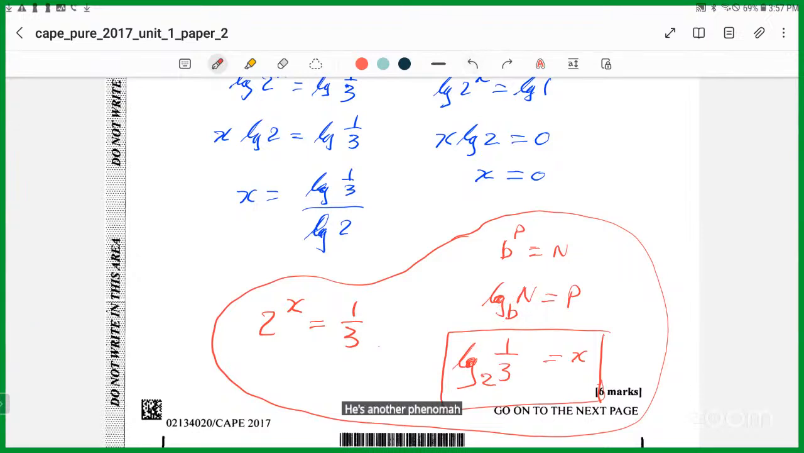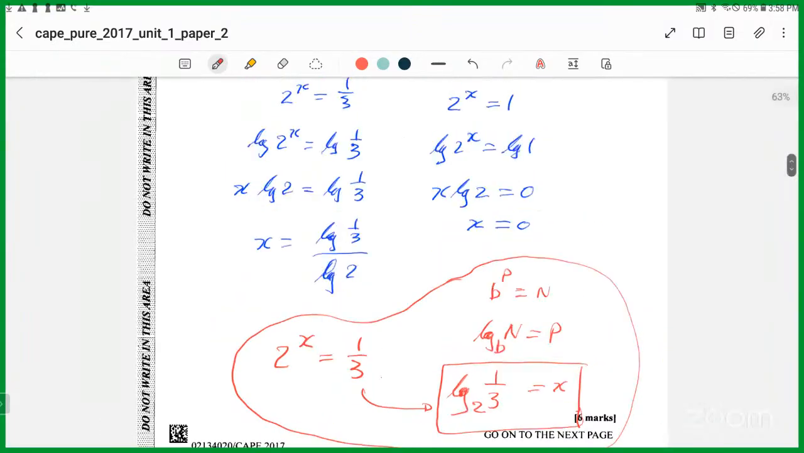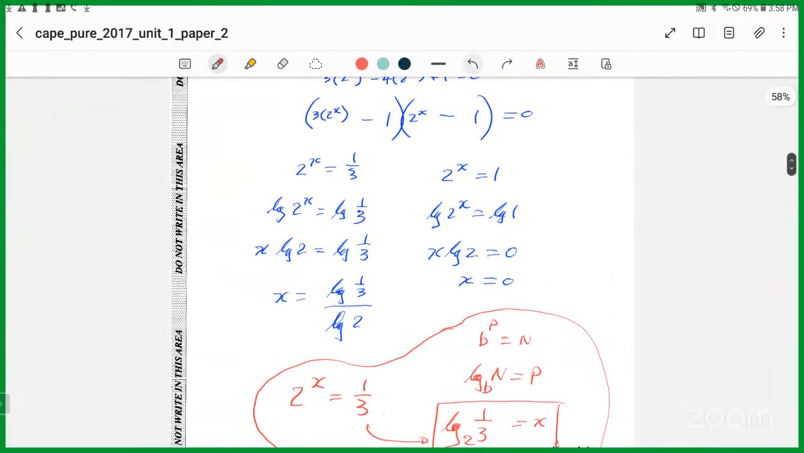So the power x is equal to the log of this number to base 2. So I could have jumped from here to here using that. Right, that is it. But working it out by taking log of both sides, yeah, that works as well.